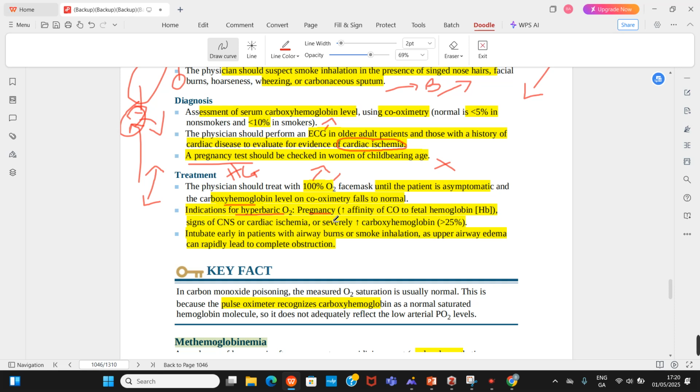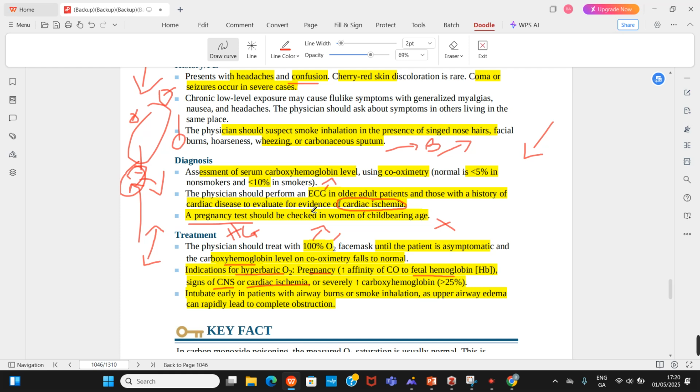If somebody is pregnant, in fact, the affinity carbon monoxide has for hemoglobin quadruples because it likes fetal hemoglobin a lot. So you have to be very careful just giving normal 100% oxygen via face mask. You have to go and put them in the hyperbaric chamber. If somebody is already having a problem with CNS or cardiac ischemia, you have to immediately consider hyperbaric oxygen. They're having seizures already? Go and give hyperbaric oxygen.